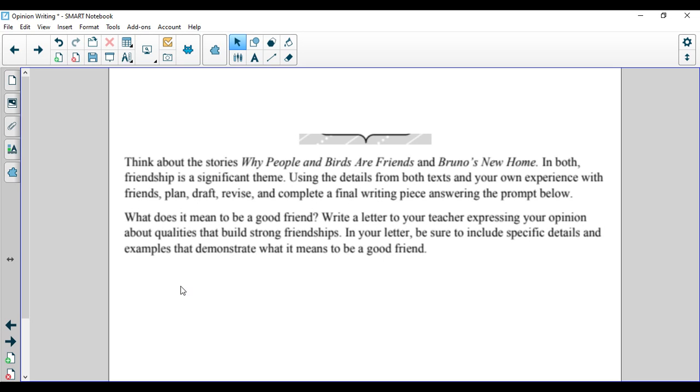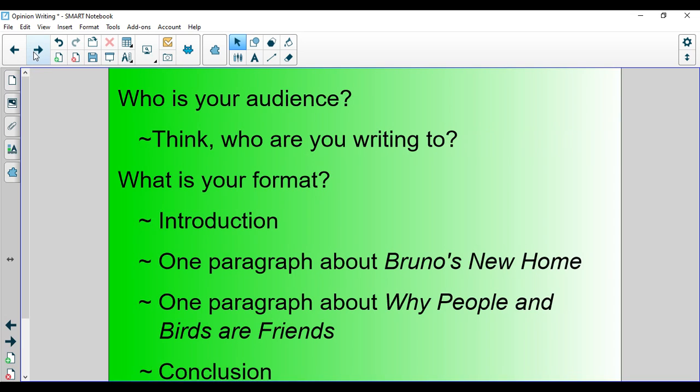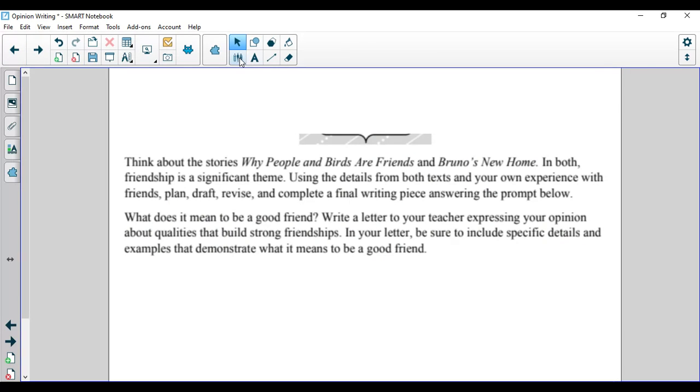Write a letter to your teacher expressing your opinions about qualities that build strong friendships. In your letter, be sure to include specific details and examples that demonstrate what it means to be a good friend. So some things we need to think about. Who is your audience? You're going to think about who you are writing to. Well, if we go back to our prompt, we can see it says right here, we're writing a letter to your teacher. Okay.